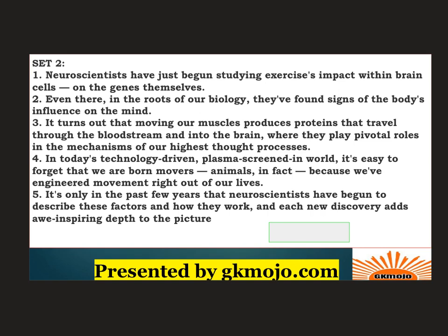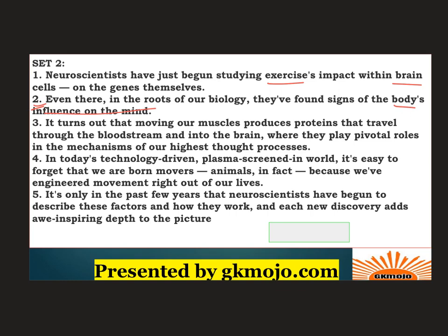Neuroscientists have just begun studying exercise's impact within brain cells on the genes themselves. Alright, so the impact of exercise on the brain. This is what the first sentence is talking about. Even there, in the roots of our biology, they've found signs of the body's influence on the mind. Again, the body's influence on the mind, kind of exertion affecting the mind. But there should be some sentence coming before this, if this has to be there, because of the words "even there."